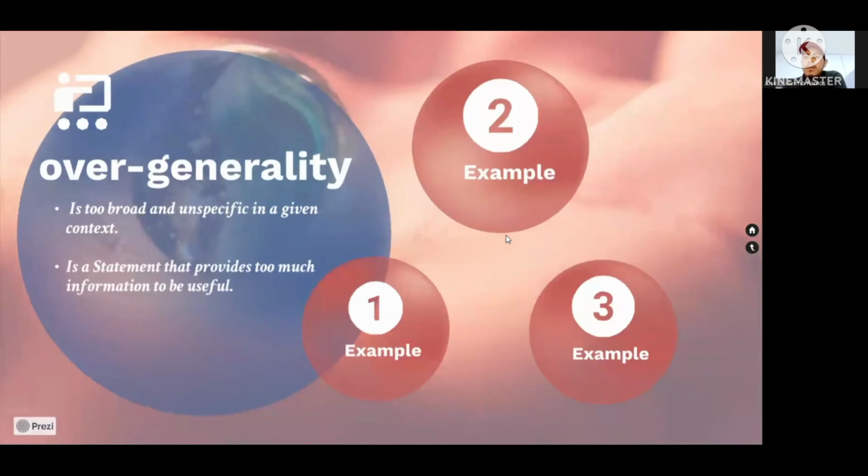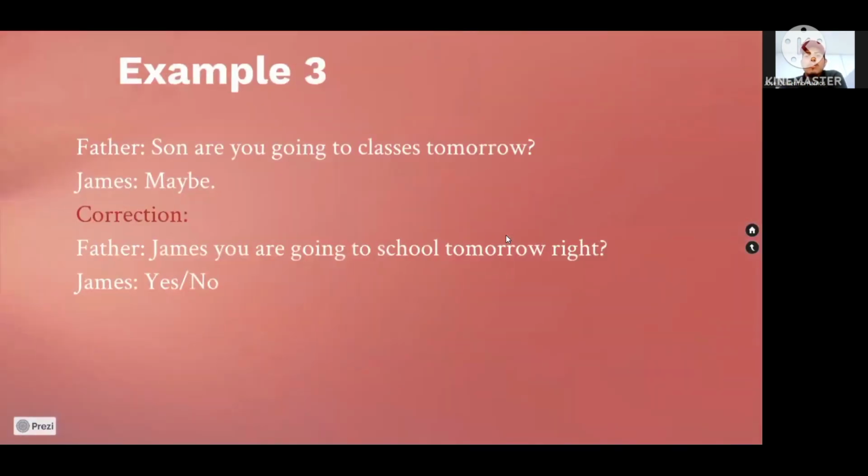Then my final example is number 3. Father asks, son, are you going to class tomorrow? James would reply, maybe. But the correct way is for the father to say, James, are you going to school tomorrow? James will either reply yes or no because he will be firmly precise in what he says, and the father will understand that yes, he's going to school, or no, he's not going to school.